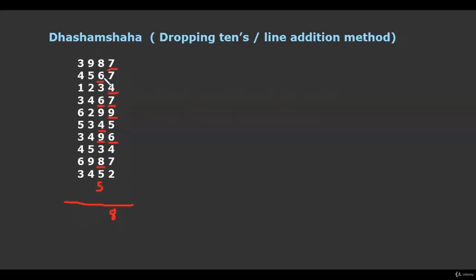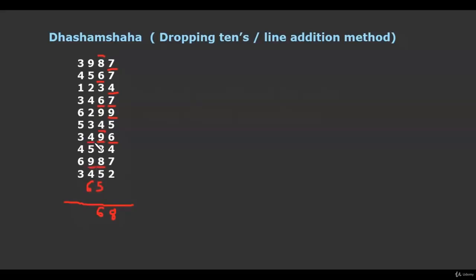2 plus 6 is 8. 8 plus 8 is 16. And we drop 10 over here and the final remainder is 6. And let's count the number of tens. 2, 4 and 6. Now 6 plus 4 is 10. So we drop 10 over here. 9 plus 5 is 14.